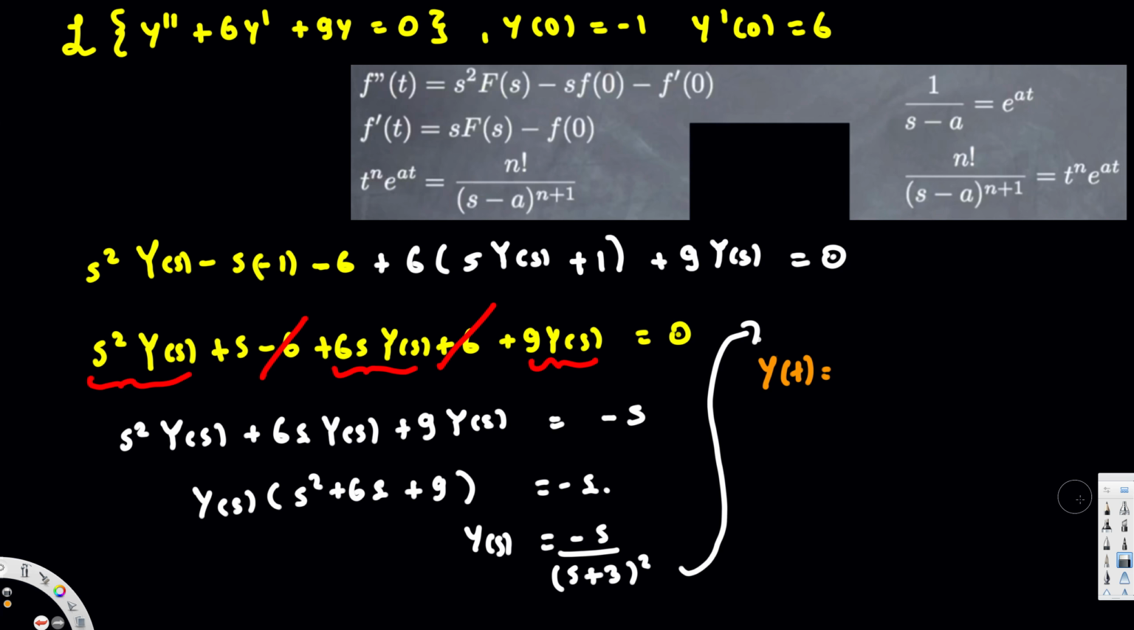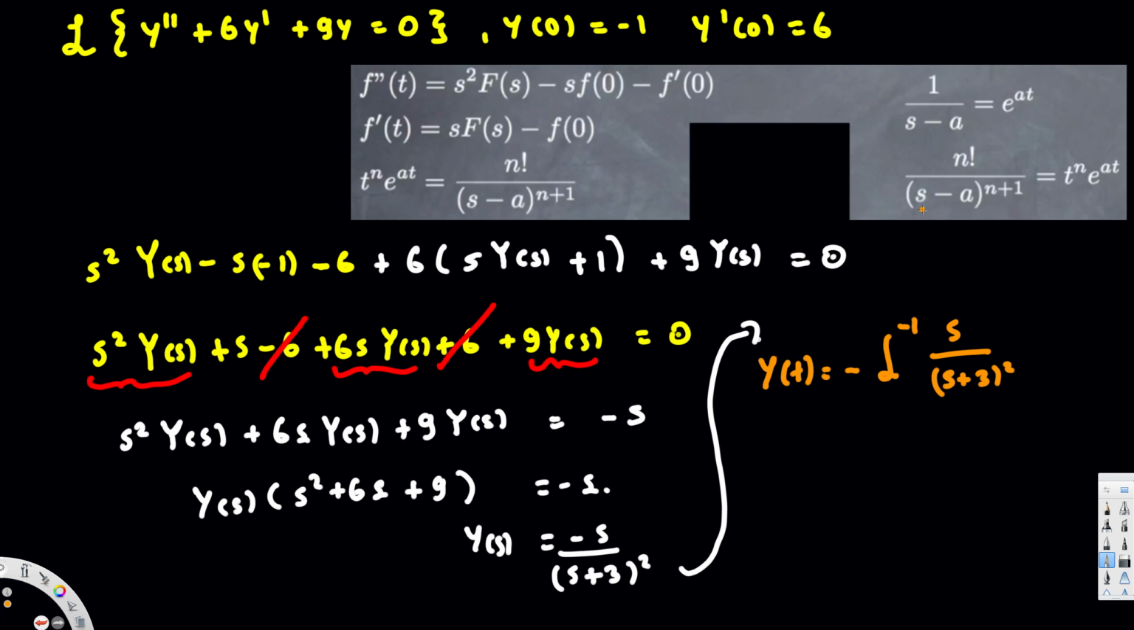sign to the front. Negative sign to the front. So we are going to have negative Laplace inverse, and here we have s over (s plus 3) whole square, right? So still it's not matching any pattern right here.